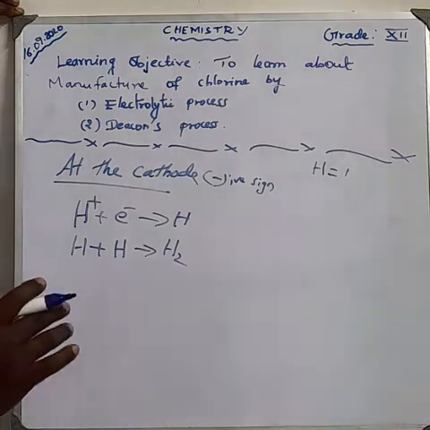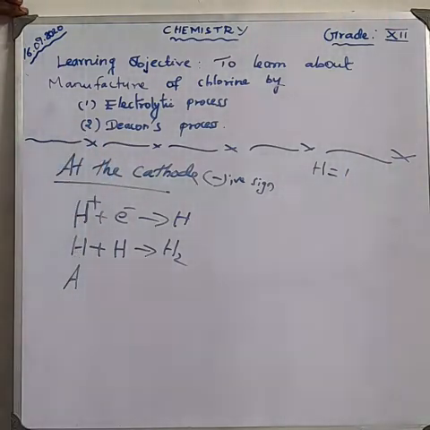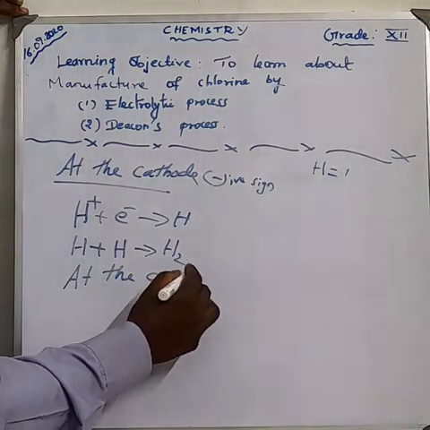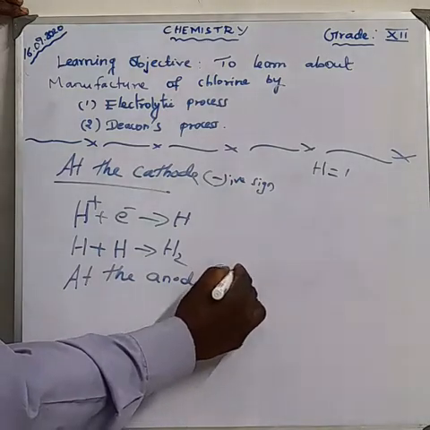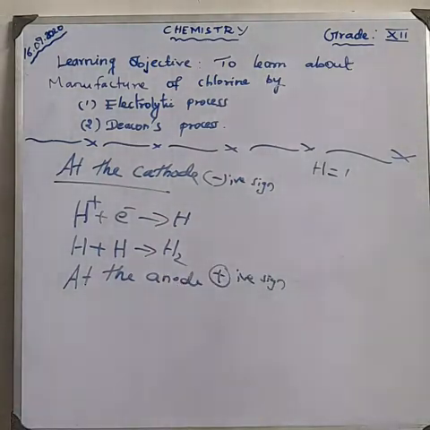Same like that at the anode. At the anode, we can write as: anode is positive sign. Anode is a positive electrode, positive rod. Anion means negative. Anode is positive, and the cathode is negative.